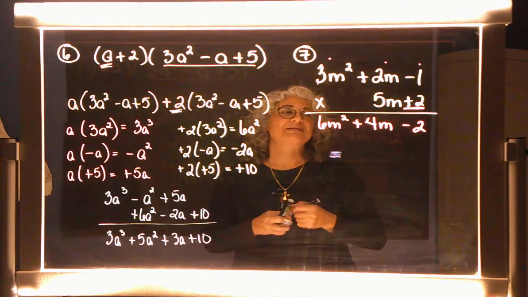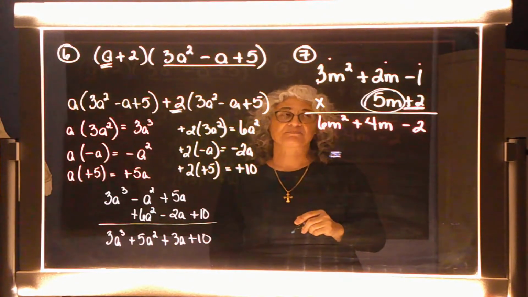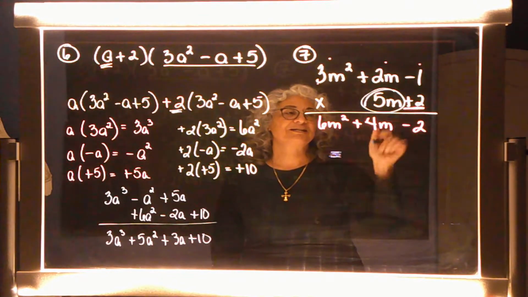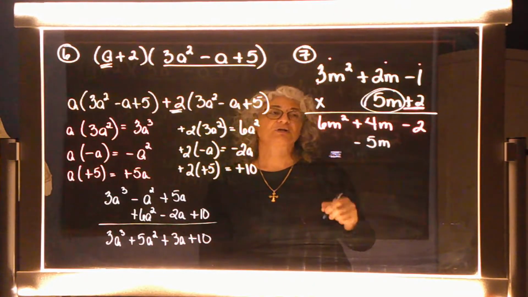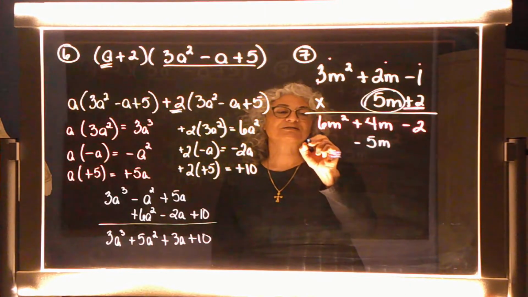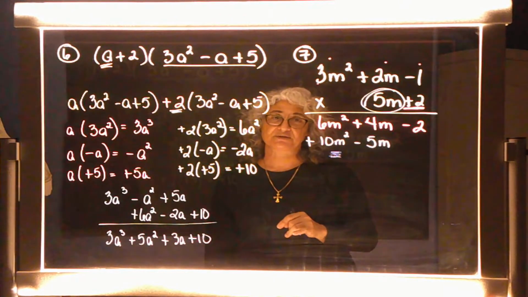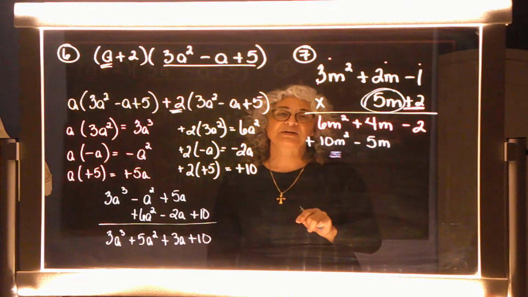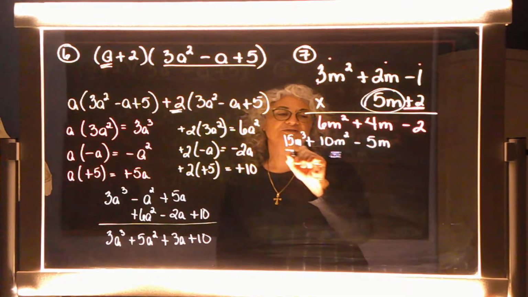Okay, but I still have to take this 5m and distribute it to all three of these. So the 5m to the negative 1, what do you get? Good, negative 5m. So I put it under the like term of the 4m. And this 5m to the positive 2m, good, a positive 10m squared. So I'm putting it under the m squared term. And lastly, 5m times 3m squared, good, that'll be a 15m to the third.